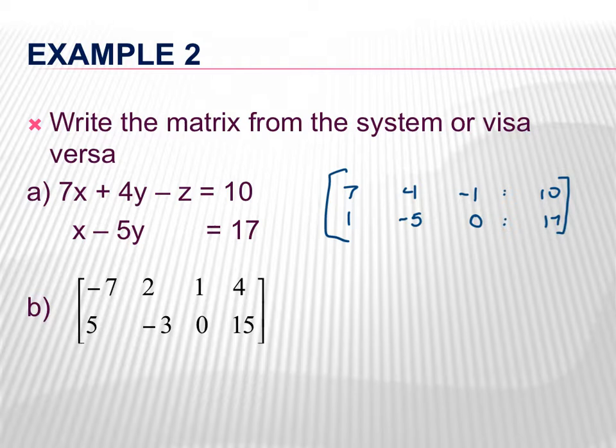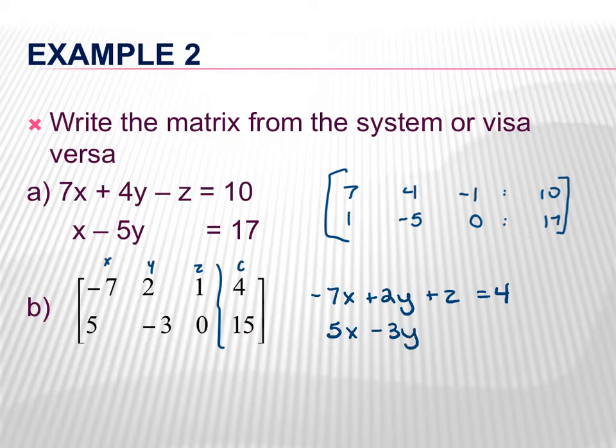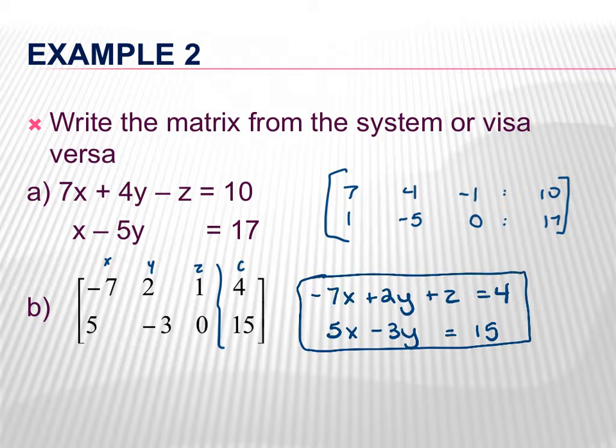Now on B, notice, again, they don't have the dots. This is your constant, which means this is your x, this is your y, this is your z. So I'd get negative 7x plus 2y plus z equals 4. And then 5x minus 3y. There's no z, so I don't need the 0, equals 15. So you've got to know how to get both forms: from matrix into equation form, because we use this with back substitution, or equation into matrix form, because that's how we're going to solve them. Easy stuff so far, right? Questions?